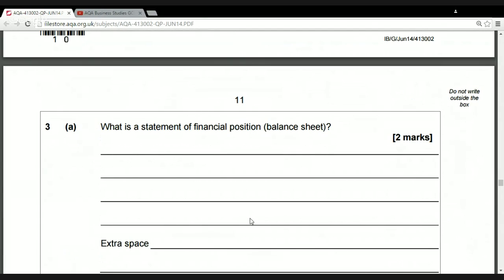What is the statement of financial position? For a balance sheet, this is basically just a more complicated way of asking a basic question. All they really want to ask you is, what does a balance sheet show? And all you have to say is: a document that shows what a business is worth, a list of assets and liabilities, a snapshot of the business. Okay, any one of those answers.